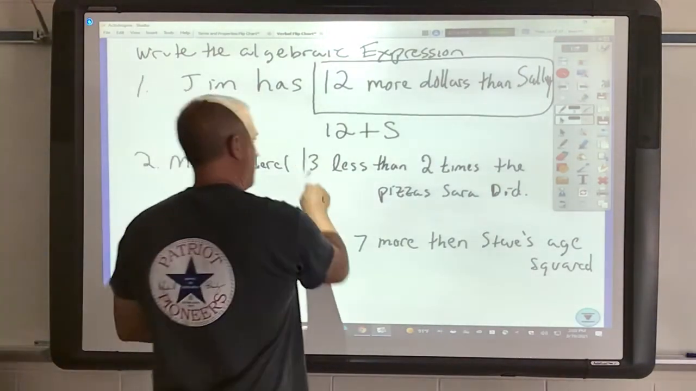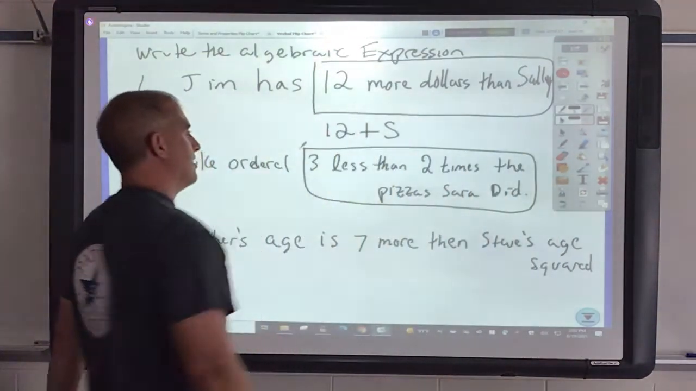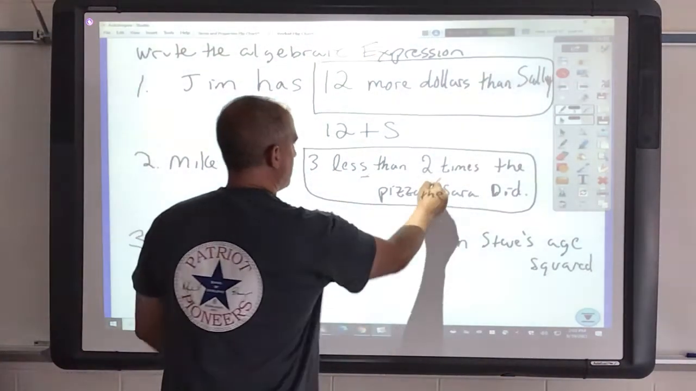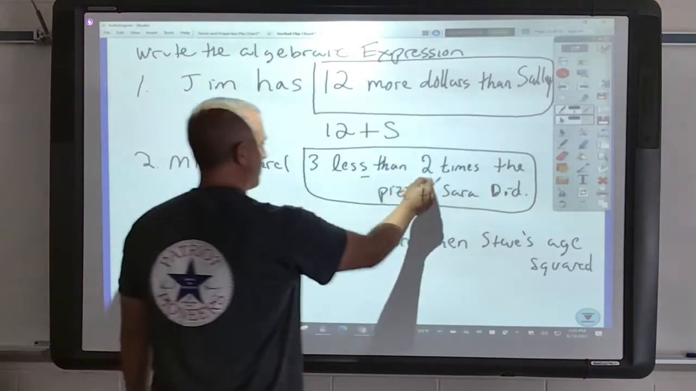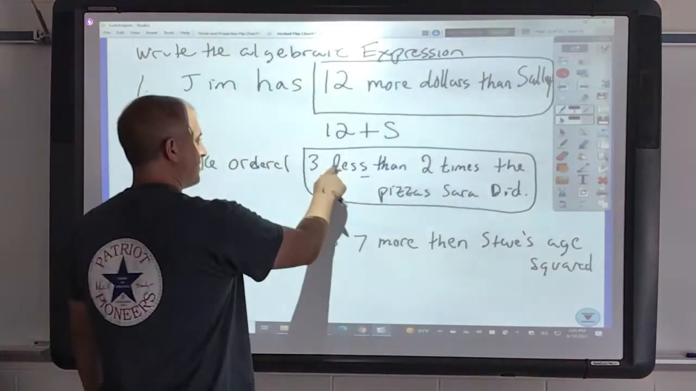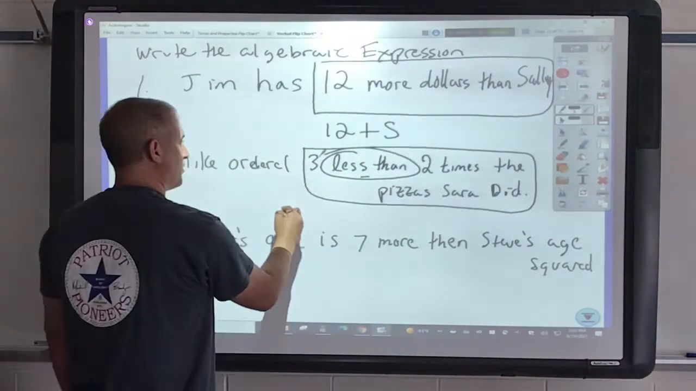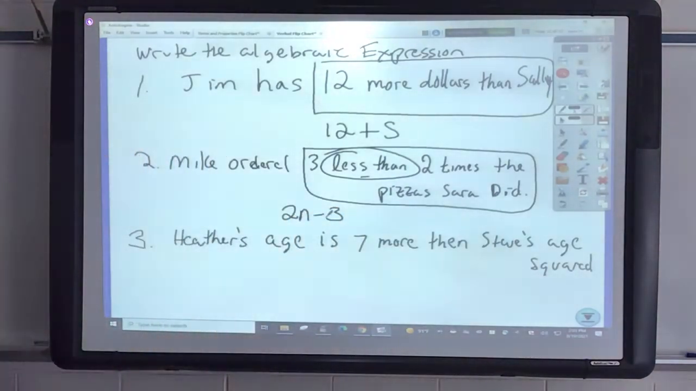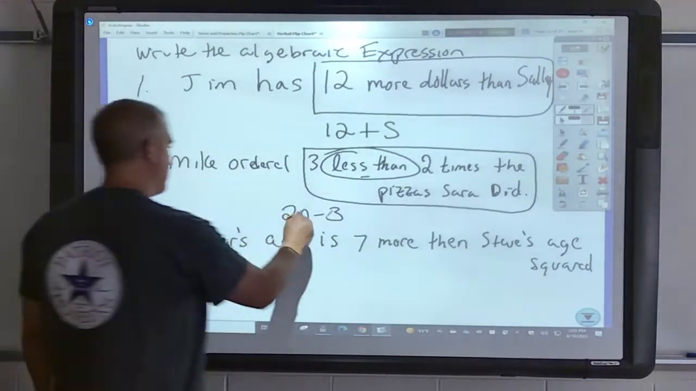Mike ordered 3 less pizzas than 2 times the pizzas Sarah did. Well, what's less than 2 times the pizzas? So this would be like 2p. But since I got this less than, that's important. That switches around the order. So 2n minus 3, that's how simple, or 2p minus 3.